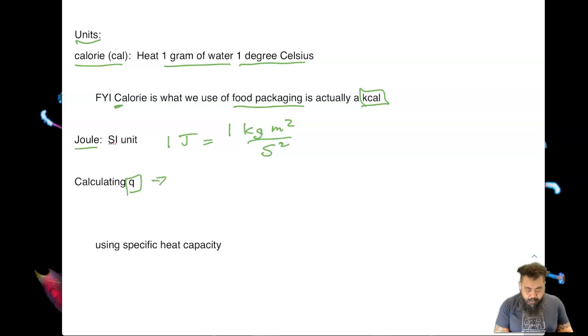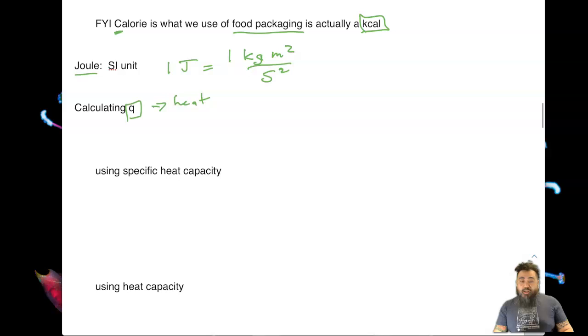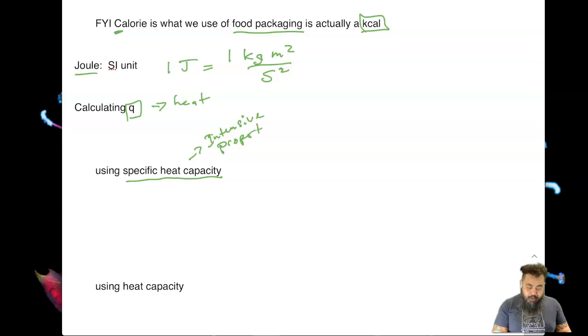We're going to calculate Q in a couple of different ways. Q is how we are going to measure heat in our reactions, but we need to go over a couple of different ways of calculating heat. We can calculate heat using a specific heat capacity, and this value is an intensive property. Bringing back the earlier concept of extensive versus intensive, this value doesn't depend on how much material or matter is there.